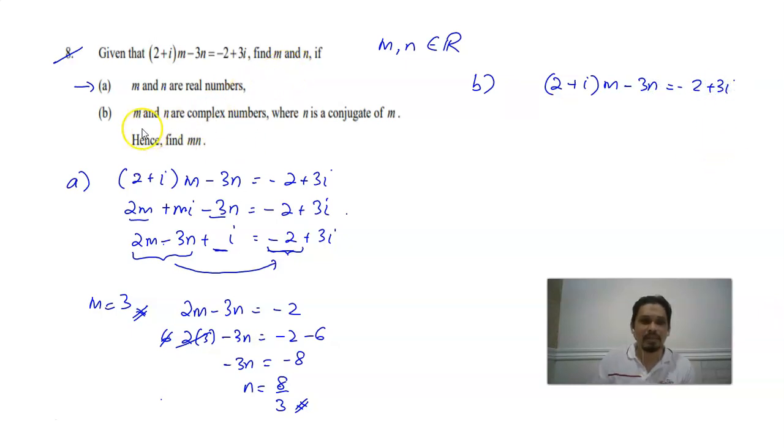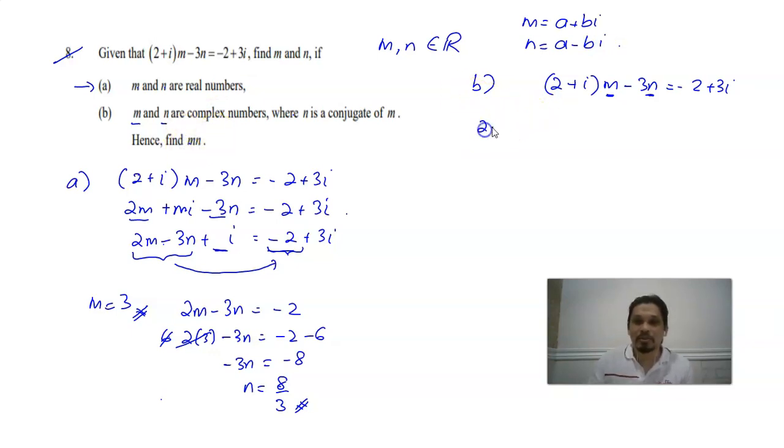Now given here, m and n are complex numbers. And given that we also recall n is the conjugate of m, meaning if m equal to a plus bi, then n equal to a minus bi. So find m multiplied with n.